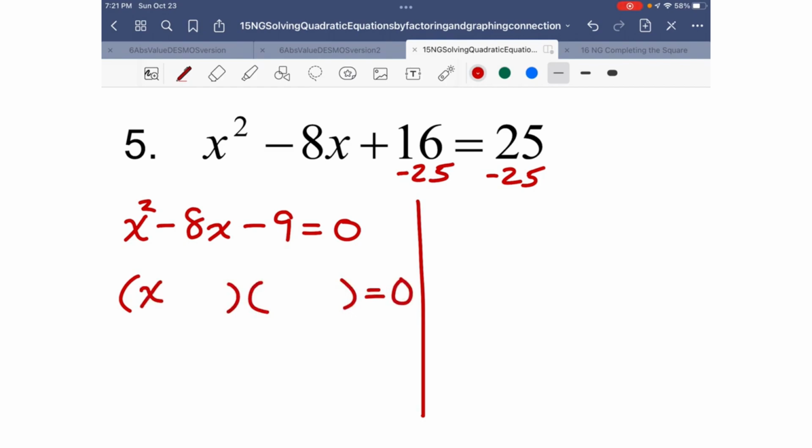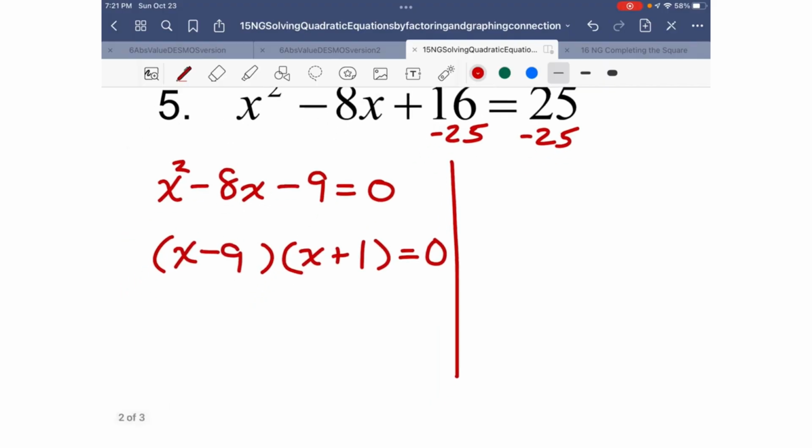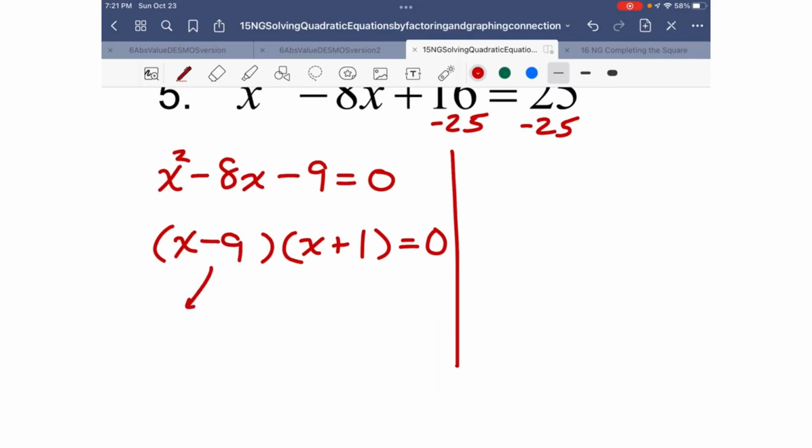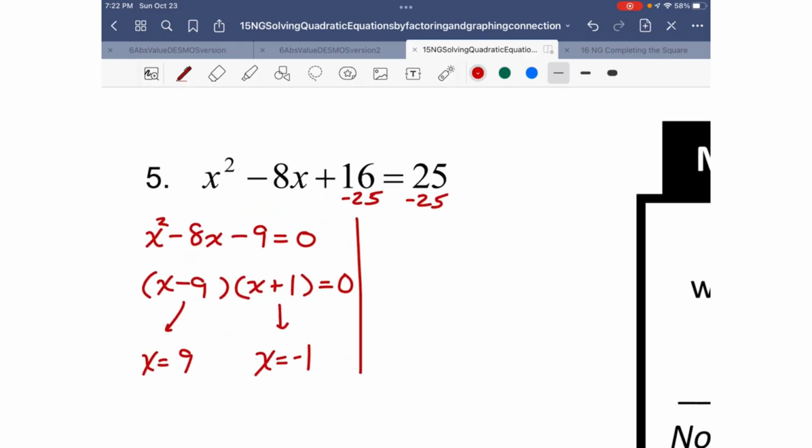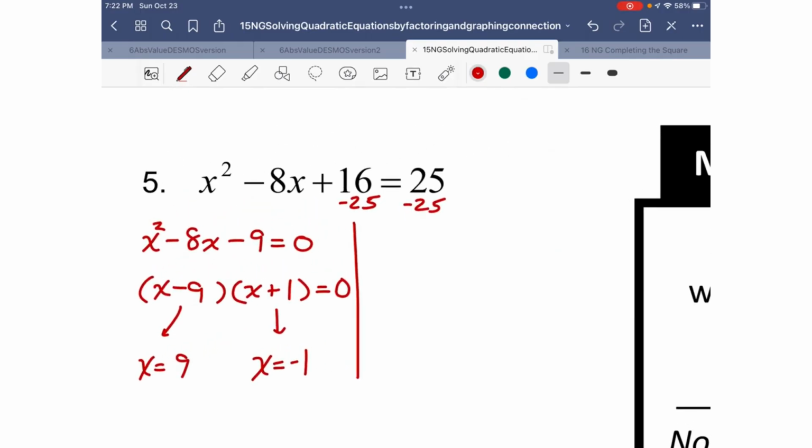Now, we're talking about good old factoring, where you're trying to find numbers that multiply to be -9, but add to be -8. Yeah, x minus 9, x plus 1. Okay, and that produces two answers. 100% right, and honestly the method that most of you are probably going to use.